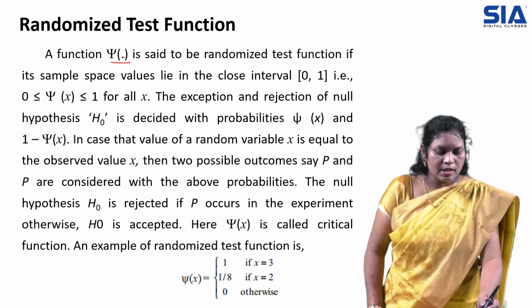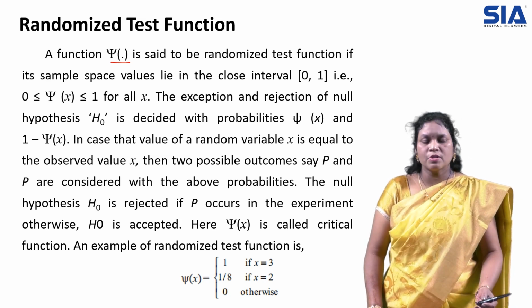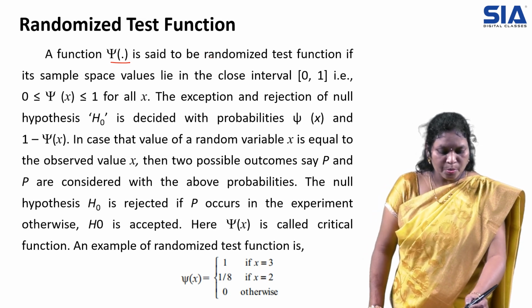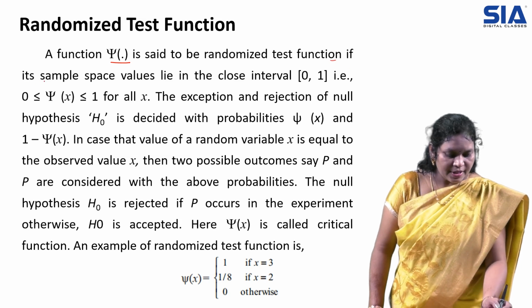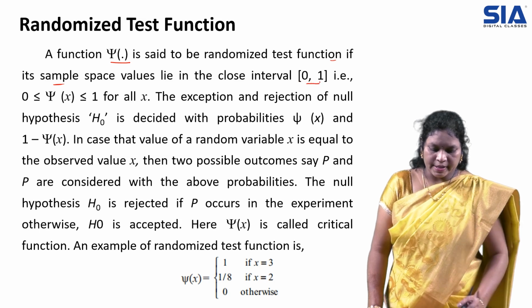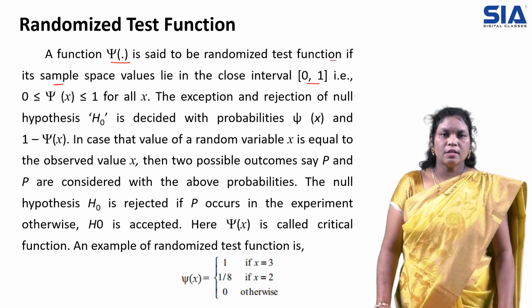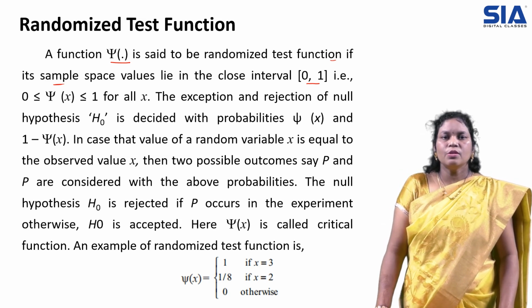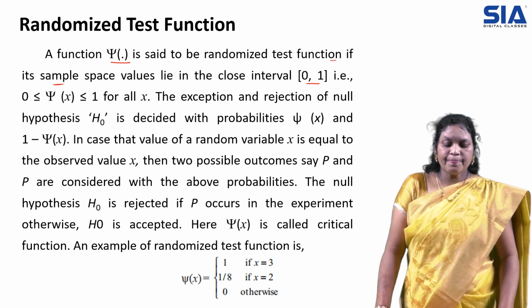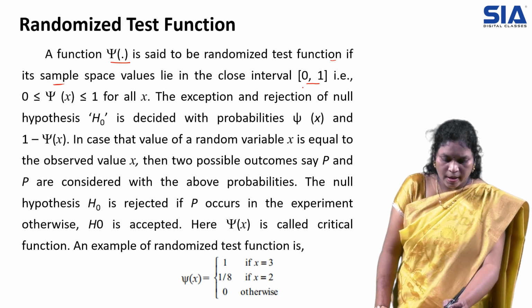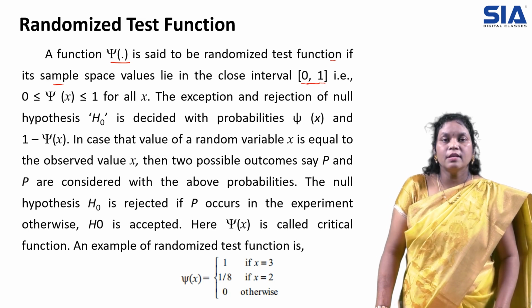So psi of dot means some function, maybe some distribution, some population that I am considering as a function for me. Psi of dot is said to be a randomized test function if its sample space values lie in the closed interval 0 comma 1. So here I am considering a function where the interval is closed and the values lie between 0 to 1; that is your randomized test function. Closed interval means the value should be in between, so 0 to 1 are the limits I am considering here.